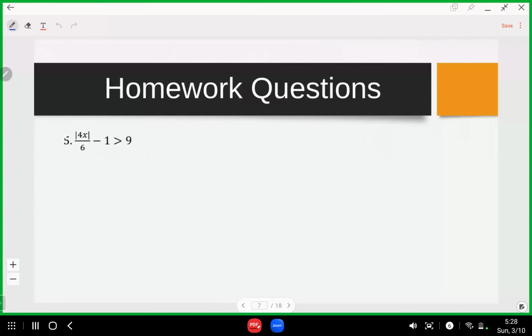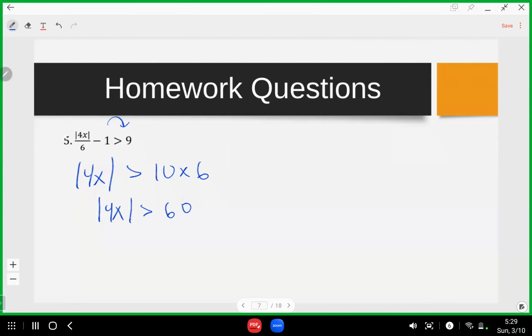Let me go through this. Obviously, we have to move the 1 here and then divide by 6. So we have 10/6. Nope, it is 10 times 6, because this is a fraction. So this is going to be greater than 60.